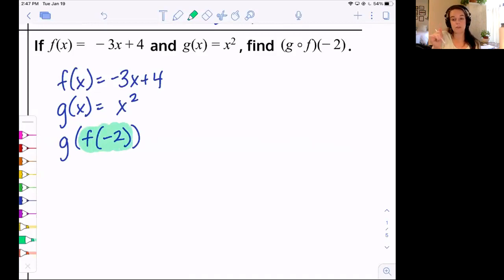I want you all to go ahead and try this one on your own. Send me the number you get as your answer. Try it on your own. I'll give you a minute.